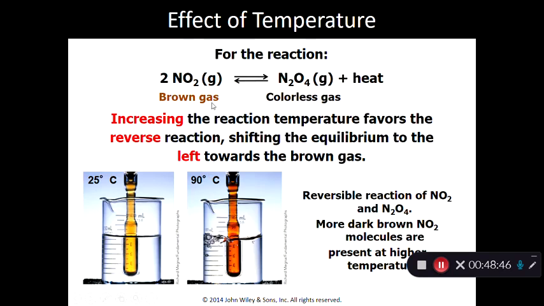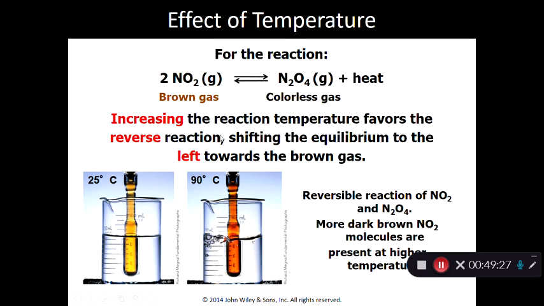Look at this reaction. This reaction is exothermic, because heat is going to be produced. NO2 makes N2O4 and heat. Heat is produced. If temperature increases, we have too much heat. System is going to go back to the equilibrium. It is going to use the heat. System shifts to the left. So we have more brown gases. So as you see here, at 90 degrees Celsius, high temperature, we have more brown gases.